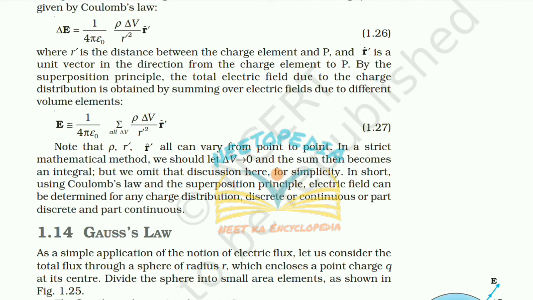In a strict mathematical method, we would let delta V go to 0 and the sum then becomes an integral, but we omit that discussion here for simplicity. In short, using Coulomb's law and the superposition principle, electric field can be determined for any charge distribution, discrete or continuous, or part discrete and part continuous.